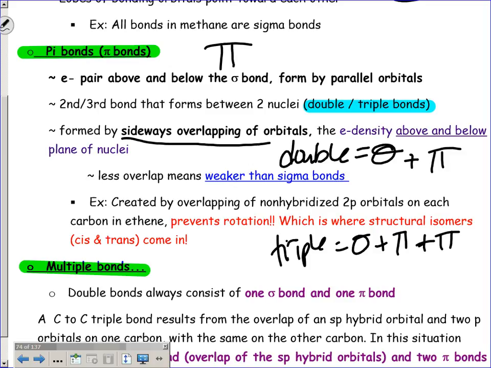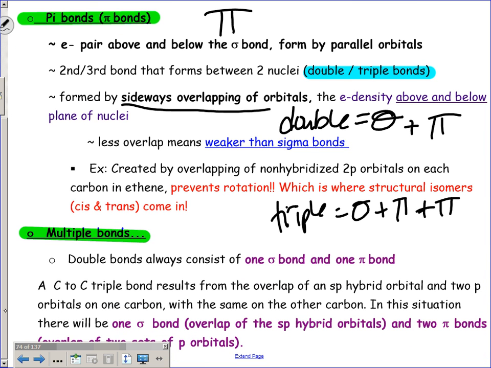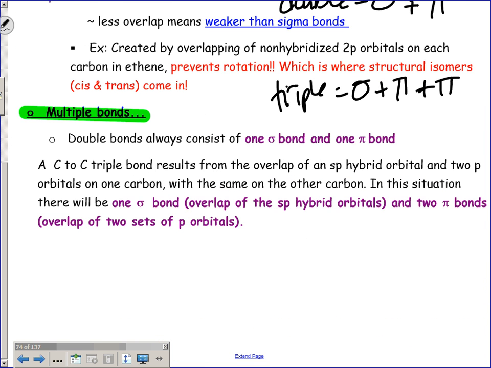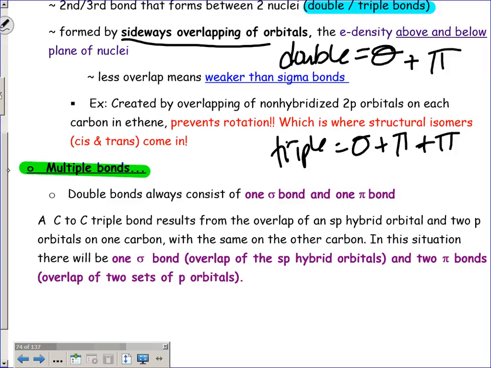I think that's all I'm going to show you here. There's a lot of great stuff to read about this. This is my example where, oh, there it is, prevents rotation. Those double and triple bonds lock that position in place. There's no swinging back and forth or rotation that can occur, which creates situations like cis and trans.